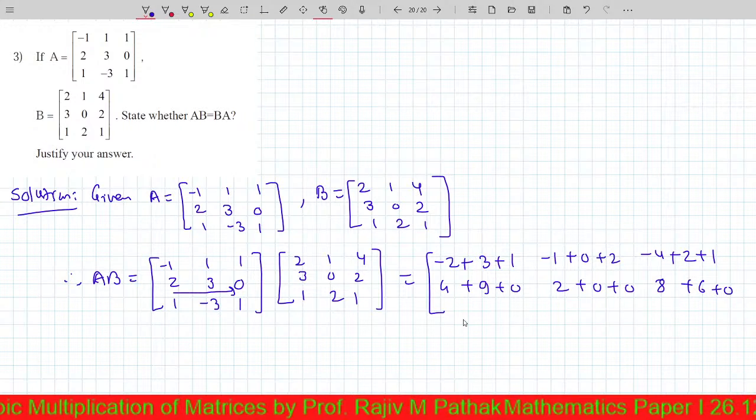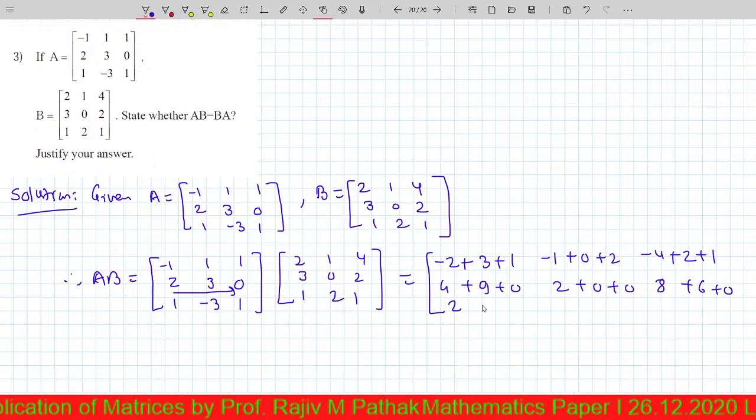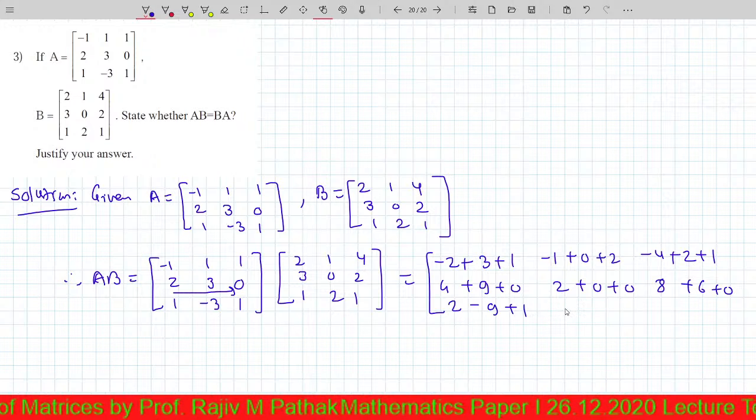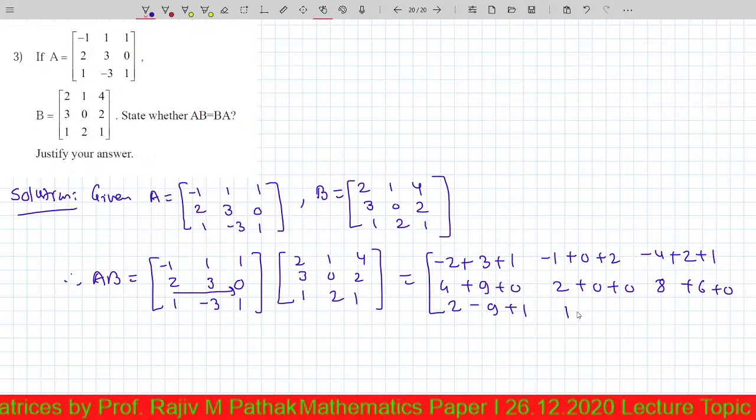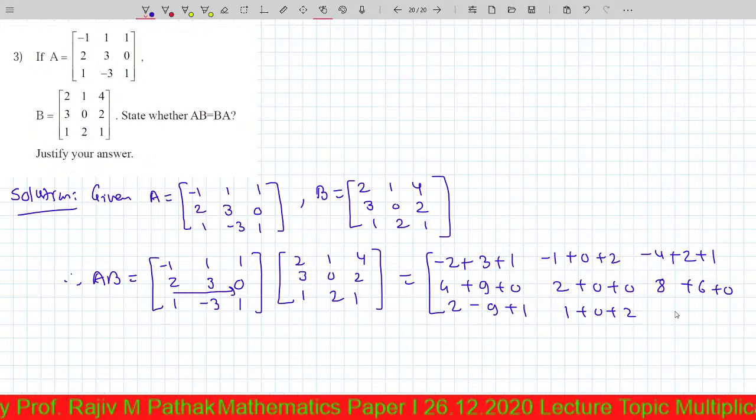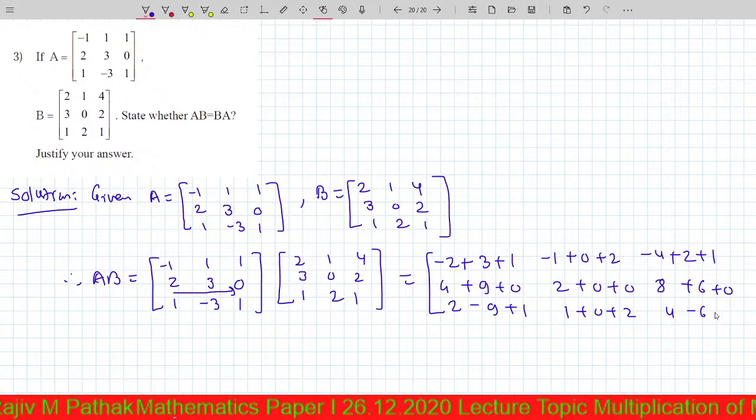Then again row is changed, so come down, third row with first column. So 1 into 2 is 2, minus 9, plus 1. Then space, 1 into 1 is 1, minus 3 into 0 is 0, 1 into 2 is 2. Then again give space for third row with third column. 1 into 4 is 4, minus 6, plus 1.